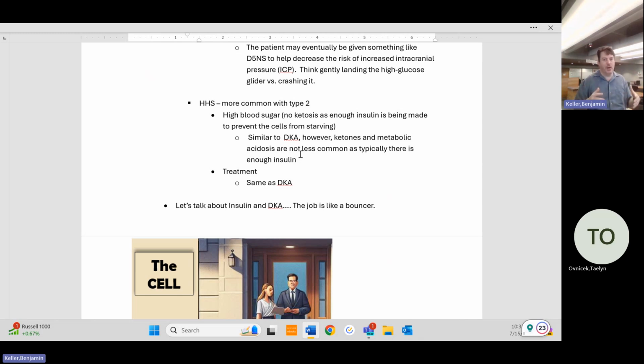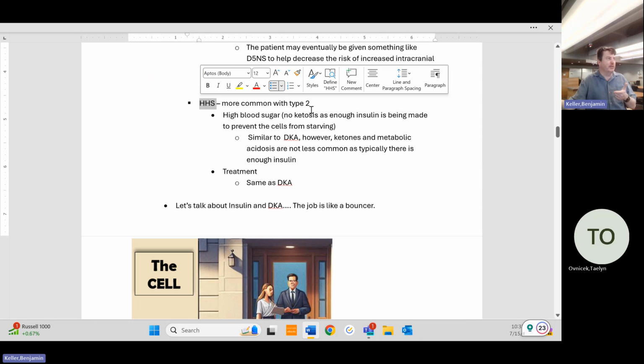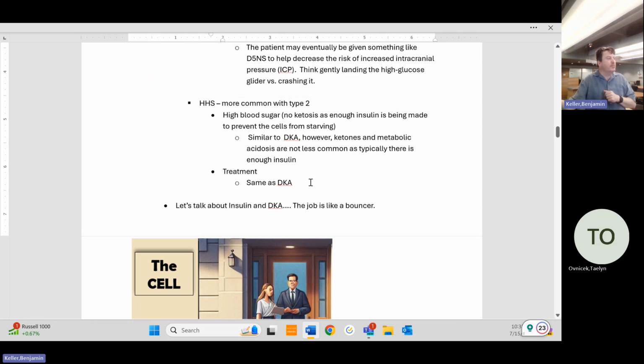It's just not as common. So if you see a question that's talking more about high blood sugar and you don't see things like ketones in the urine or fruity odor, it's probably talking about HHS, especially if they're a type 2 diabetic. So the treatment, though, is basically the same.